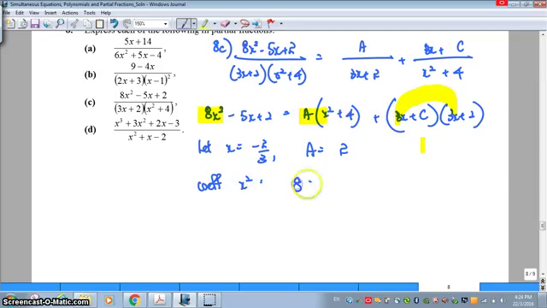In this case, 8 will be equal to a plus 3b. And a in this case is already equal to 2. So 3b is equal to 6. b must be equal to 2.